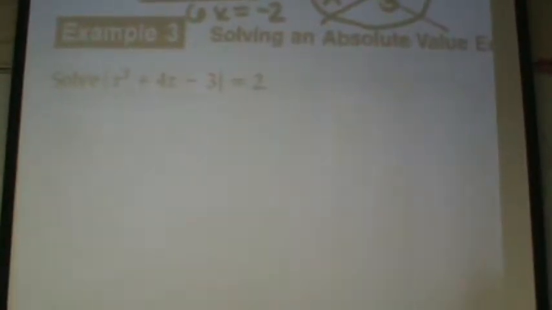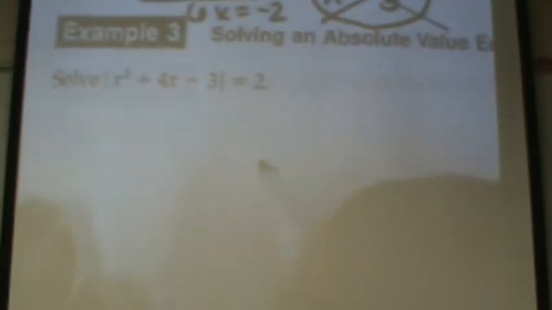Now, what do you think you're going to do in this problem? This is not normally what you've seen in the past, having an absolute value with a quadratic inside of it. But what do you think you should do? The same thing you've been doing all along. You're going to break this up into 2 problems. What would be your 2 problems?